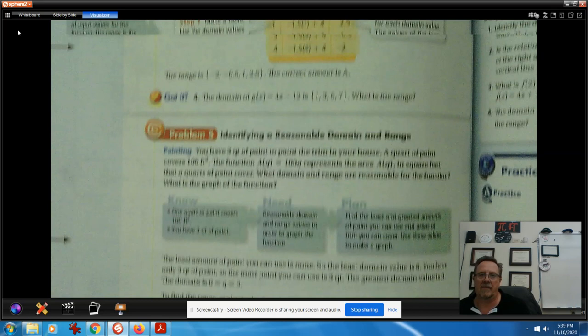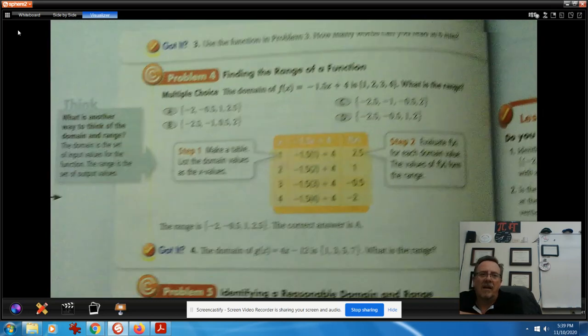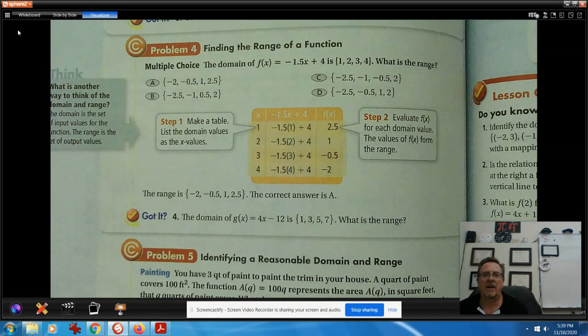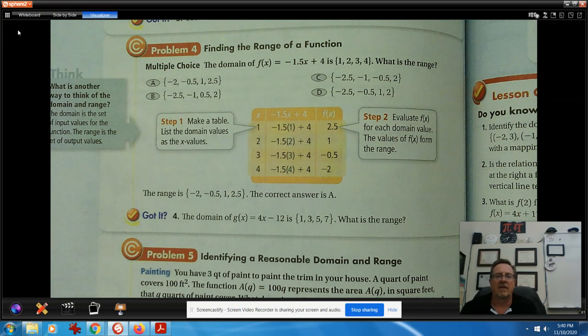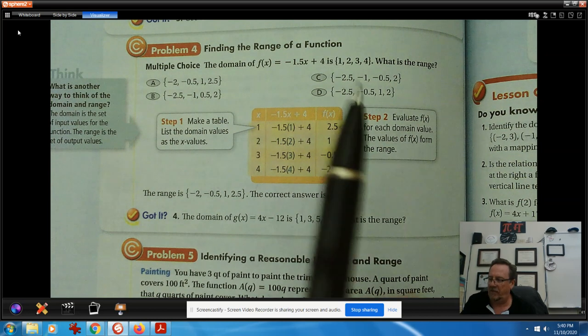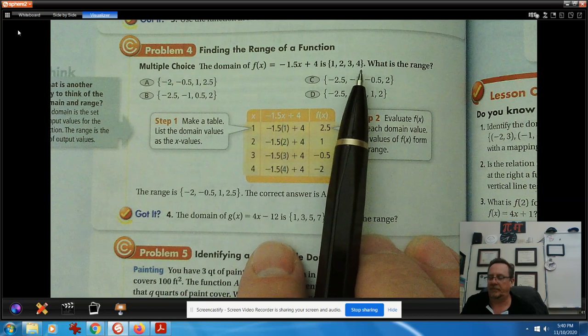Let's go back to examples from the book. This one here says, finding the range of a function. The domain of f of x is equal to negative 1.5x plus 4 is, and it lists the numbers for the domain. Now, remember what domain means. Domain means these are the numbers that we're going to plug in to the input value. Well, what would we get if we used these numbers and plugged them in?